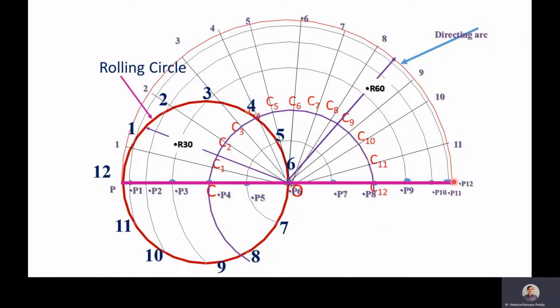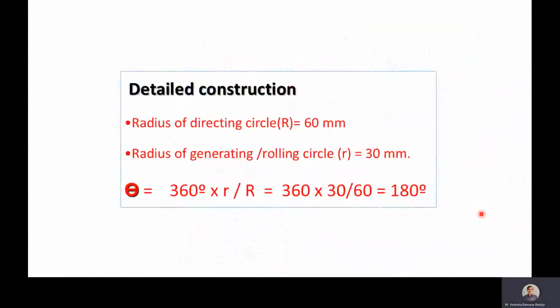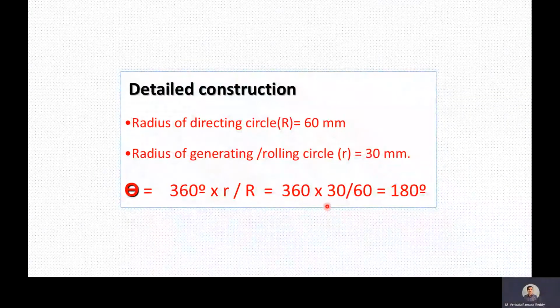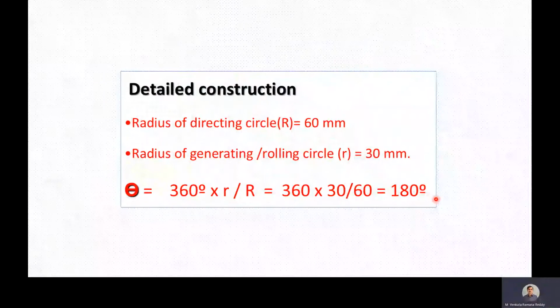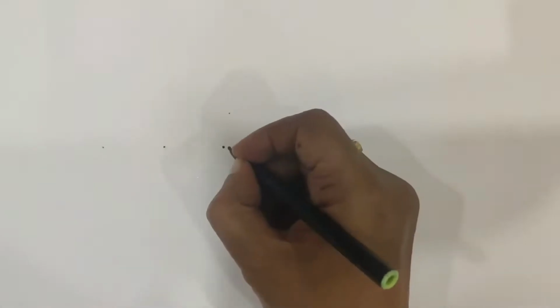Now we'll move towards the detailed solution. Here, the radius of the directing circle is 60 mm and the radius of the rolling circle is 30 mm, and the angle subtended by the directing arc is equal to 180 degrees. Based upon this information, we'll move towards construction of the hypocycloid in a detailed way. Now we will construct the hypocycloid when the radius of the rolling circle is equal to half of the radius of the directing circle. Now locate a point O.